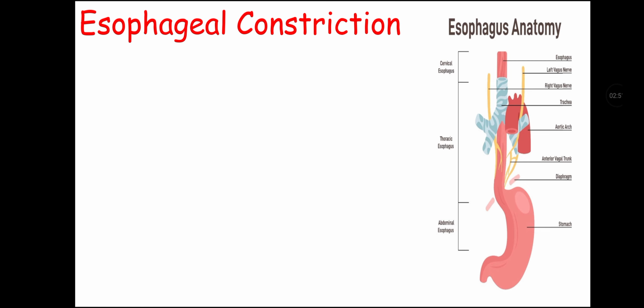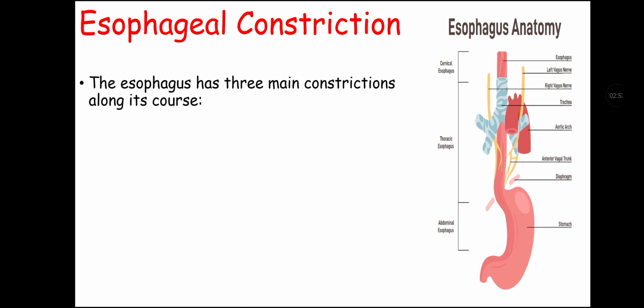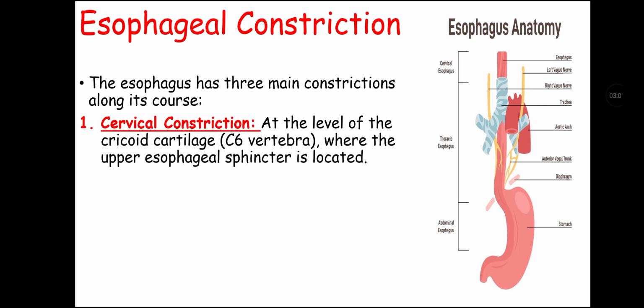Now let's talk about esophageal constrictions. The esophagus has three main constrictions along its course, and these are physiological constrictions, not pathological constrictions. The first is the cervical constriction at the level of the cricoid cartilage, that is the C6 vertebra level, where the upper esophageal sphincter is located.